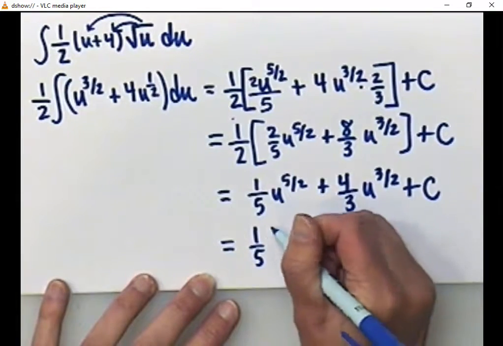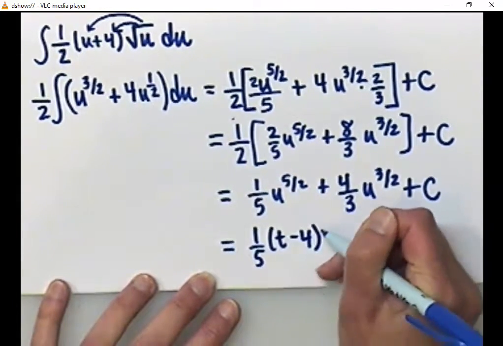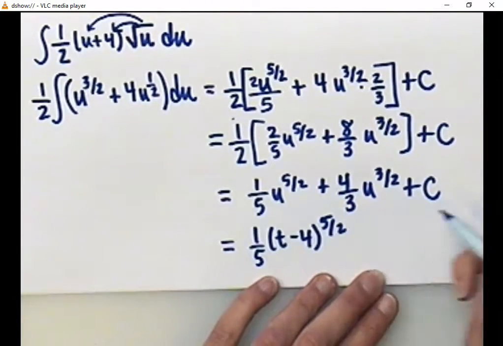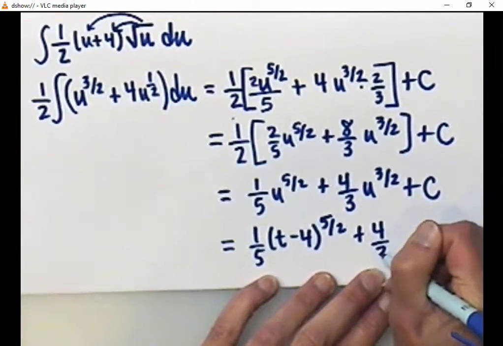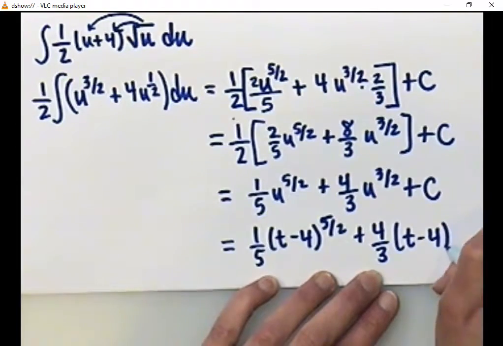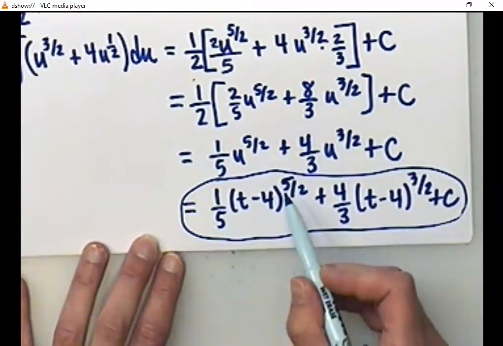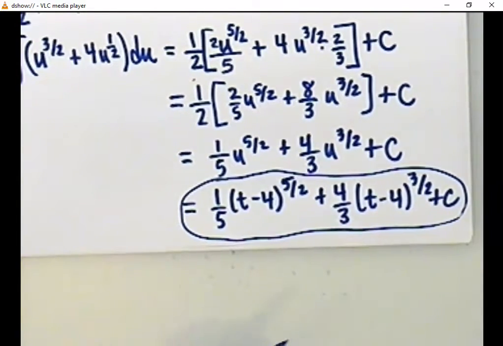What was our u again? It was t minus 4. So t minus 4 to the 5 halves: 1 fifth (t minus 4) to the 5 halves plus 4 thirds (t minus 4) to the 3 halves, and your plus c. The 5 halves and 3 halves, you can rewrite those as roots and things like that, which would be an acceptable way to do it as well, but I'm just going to leave it like that.